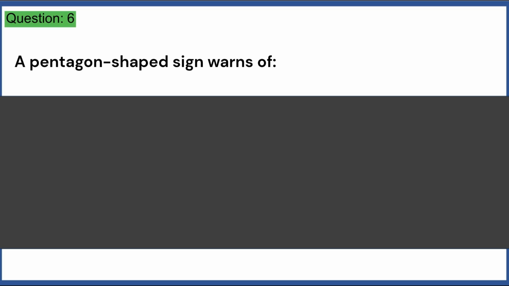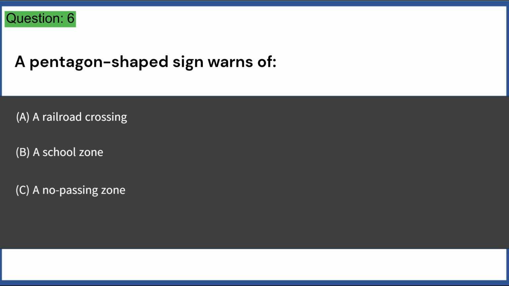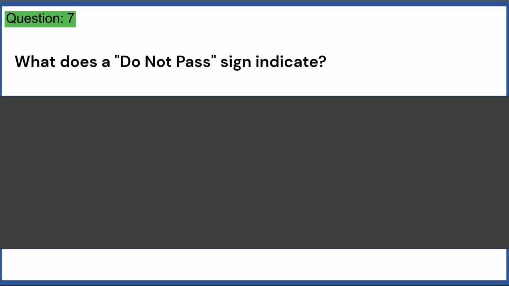A pentagon-shaped sign warns of: A. A railroad crossing. B. A school zone. C. A no-passing zone. D. A sharp curve. Answer: B. A school zone.